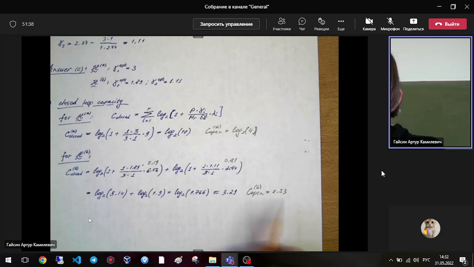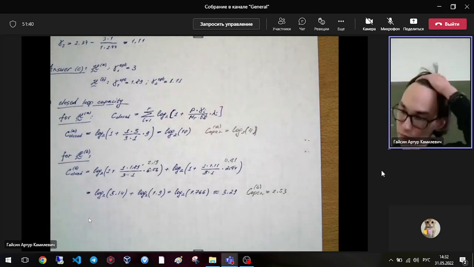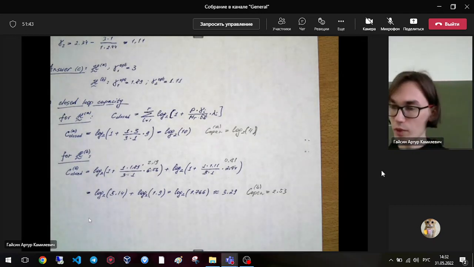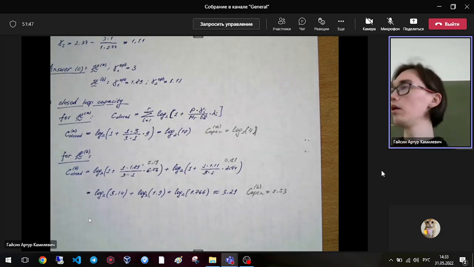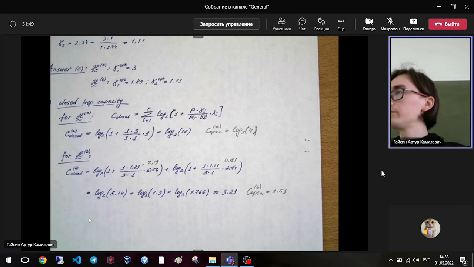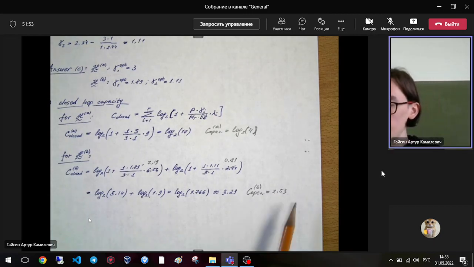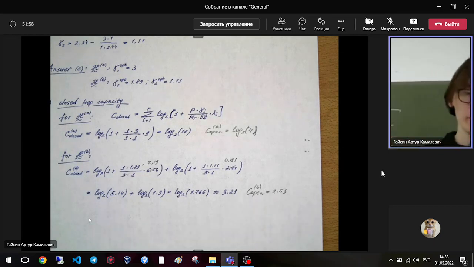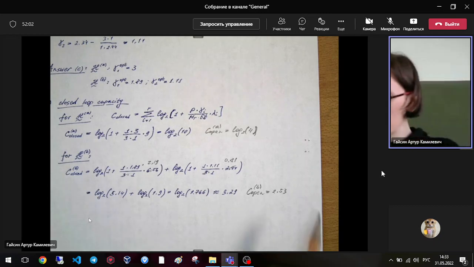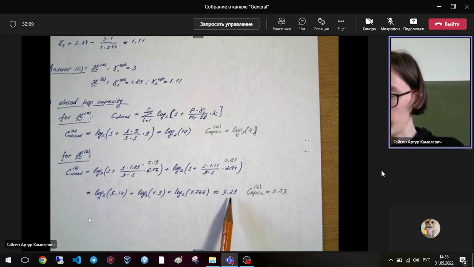So you can see that we also improve our capacity value using, yes, if we use open loop capacity, for example, if we have no information at the transmitter, the capacity is equal to 2.53, and if we have information at the transmitter, it is equal to 3.29.